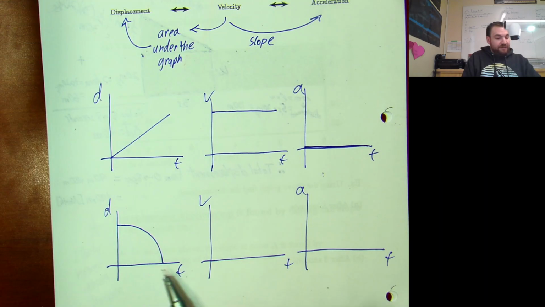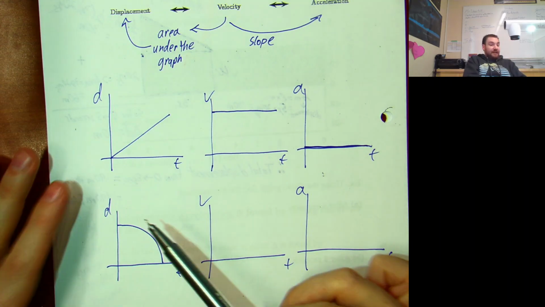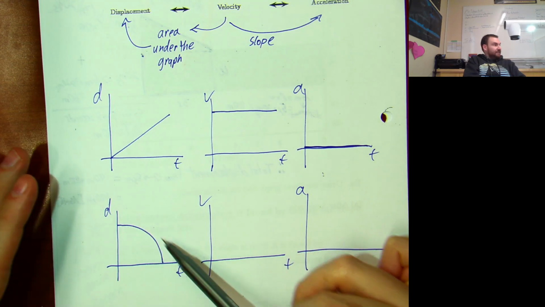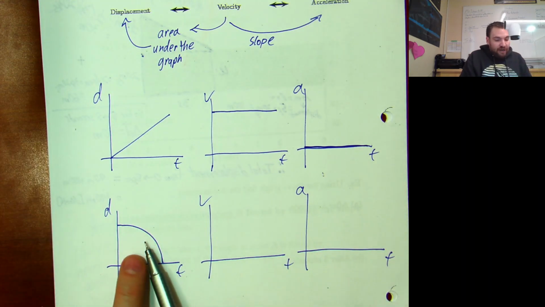What's happening here? The displacement's decreasing. And my velocity is increasing because this line's getting steeper. Which means it's accelerating, because I'm going to have an increasing velocity. So what is this going to look like on a VT graph?